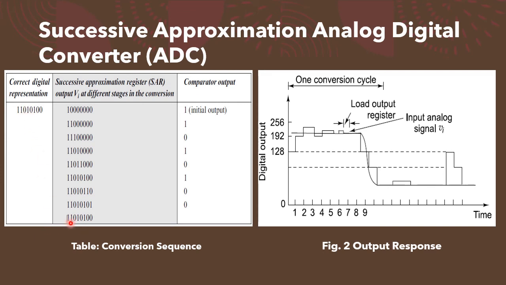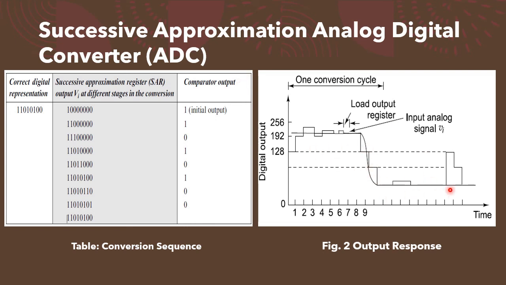Then EOC, that is end of conversion, is 1. So we got the correct digital value. So that is the final output value. So the analog to digital converter is just approximated by using these 8 bits. This is an 8-bit ADC, since the number of bits used is 8. So here the conversion is given.